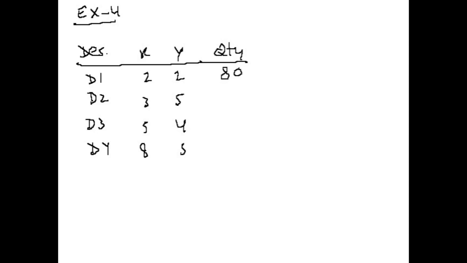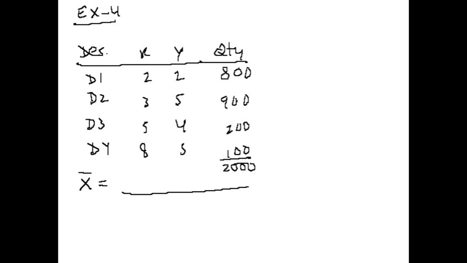At destination 1, you could have 800, then 900, second destination, 200 and 100. Now in this case, to find the average X bar, we use what is called a weighted average. For the weighted average, the total quantity is 2000. So using quantity as a weight, you have 2000 as the denominator.